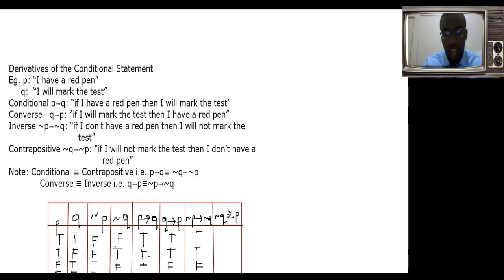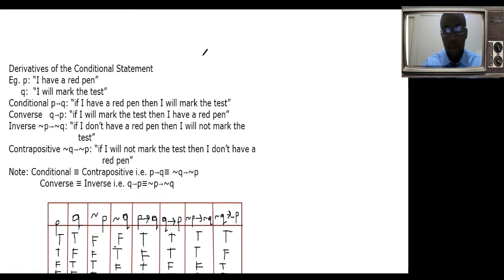Now right here, not Q implies not P. Whenever not Q is true but not P is false, that's the only place where it's going to be false. So not Q is true but not P is false. This is the only place where it's going to be false. And so this is true, true, true.